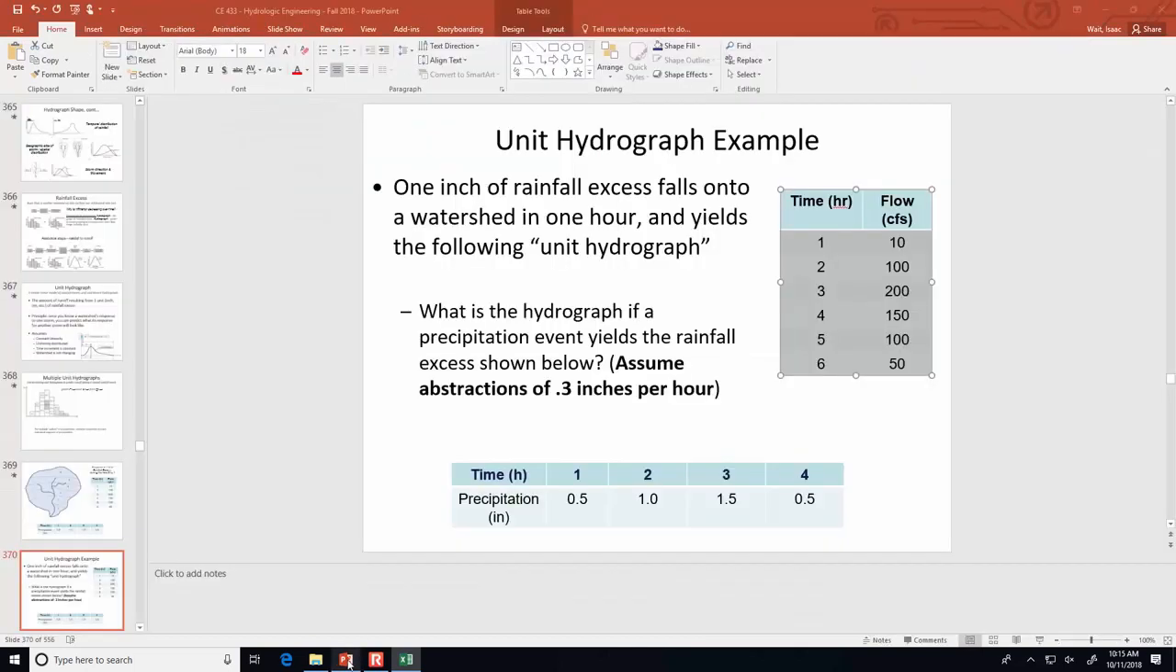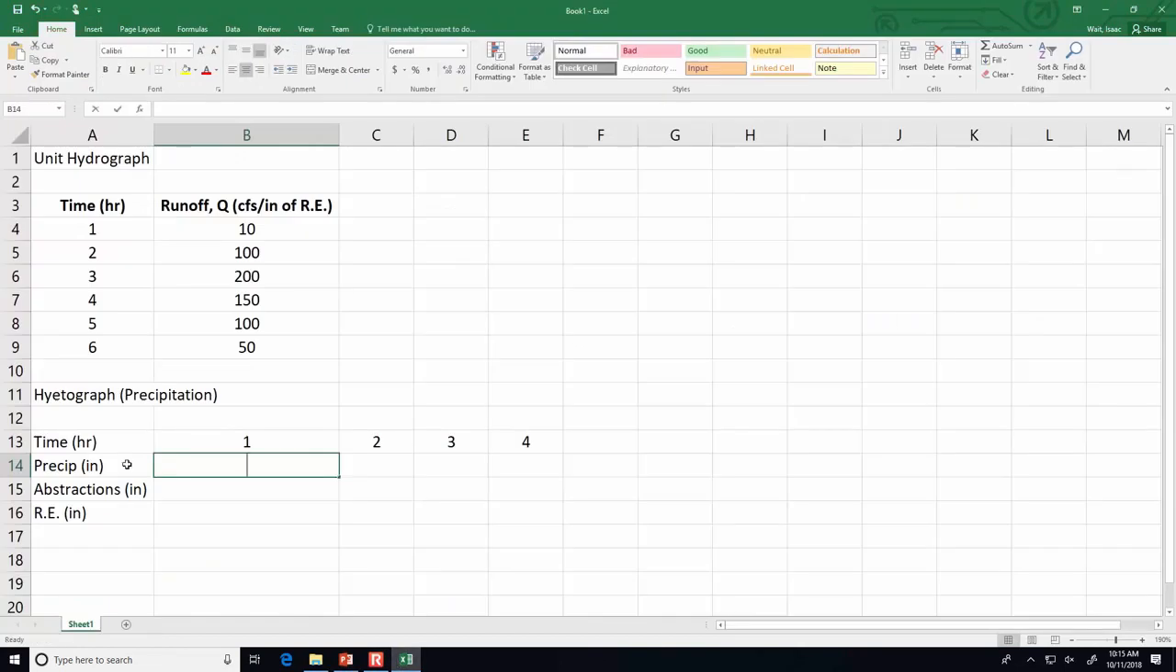Okay, so the table said that let's look at what happens if there's half an inch, then 1 inch, then 1.5, and then back down to half an inch. Okay, so the abstractions in the problem statement, it said it's just always 0.3 inches per hour, and that's pretty simplified. We would expect the abstractions to be bigger at the head end of the storm rather than being constant. But just for simplicity, let's assume that that was the case, that there was always going to be maybe in the form of infiltration or interception or something is just going to account for a difference between the rainfall and the amount that is considered excess.